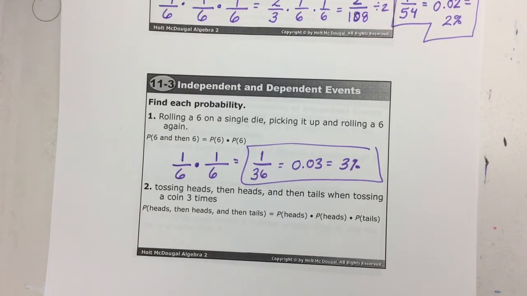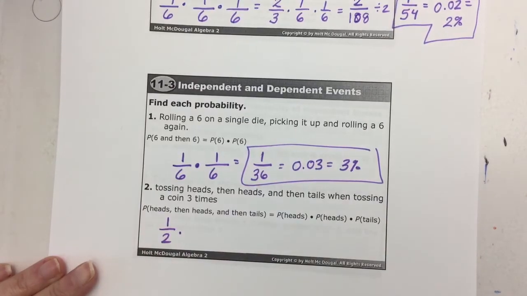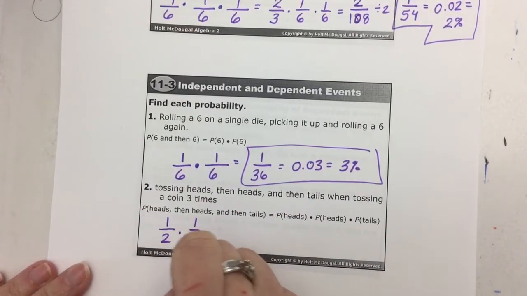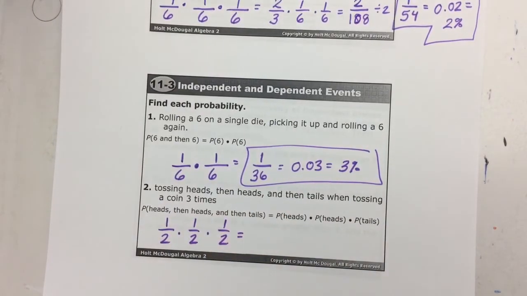Okay, here's one more looking like this. It says tossing heads, then heads again, and then tails. So you're going to pick up a coin. They want to know what's the chance of getting heads. Pick it up, flip it again, get heads again, flip it up, and then get tails. So the chance of getting heads is 1/2 because there's 1 head out of the 2 sides of the coin. The chance of getting heads again is 1/2. The chance of getting tails is also 1/2.